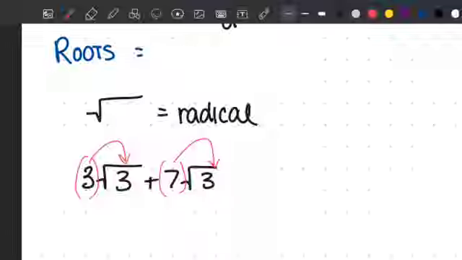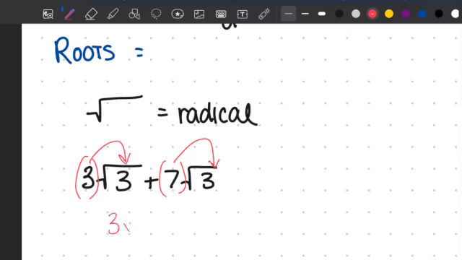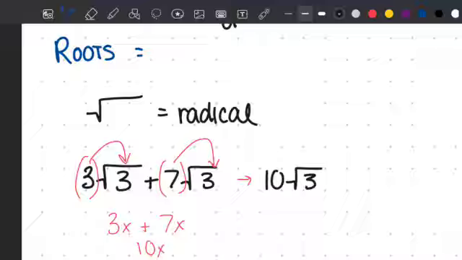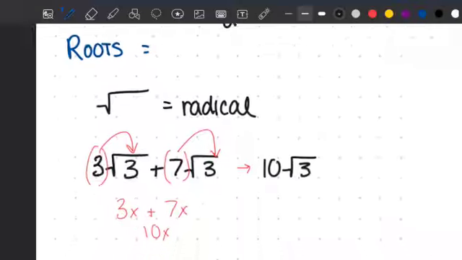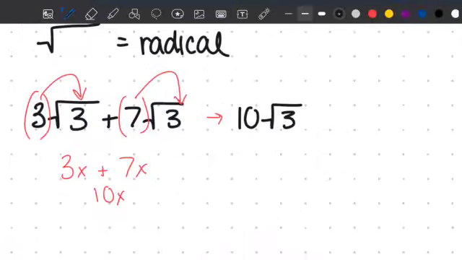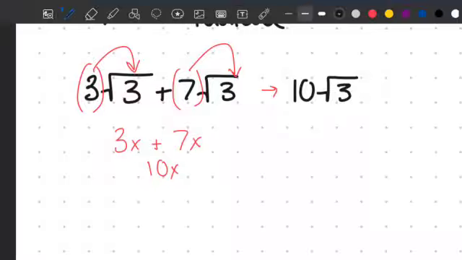Because these are both multiplying root 3's, pretend it's a variable. If you had 3x plus 7x, we would just add them together and have 10x. So for this situation I'm going to have 10 root 3. Does that make sense? Are you following so far? Yeah? Okay. Because 3 we can't divide into anything, we can't factor anything out.